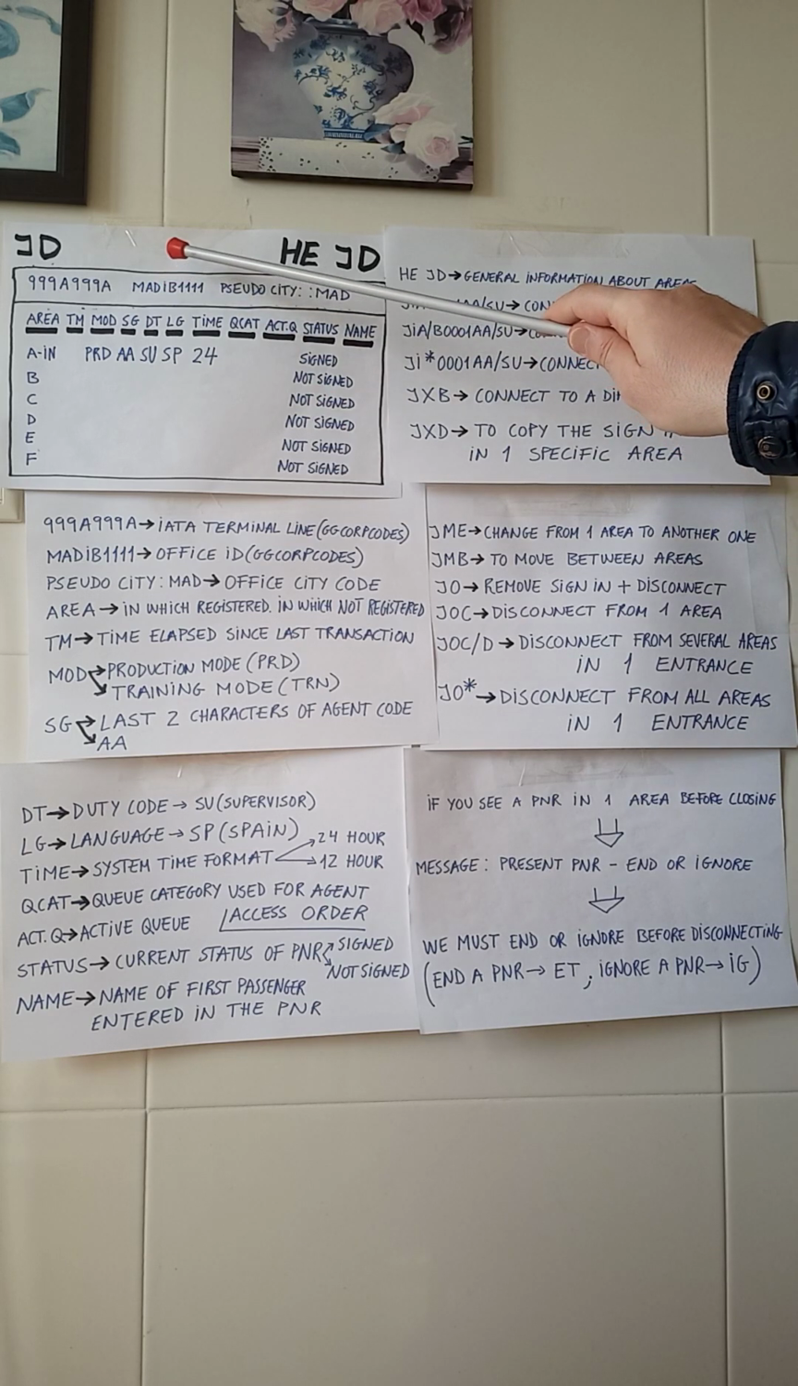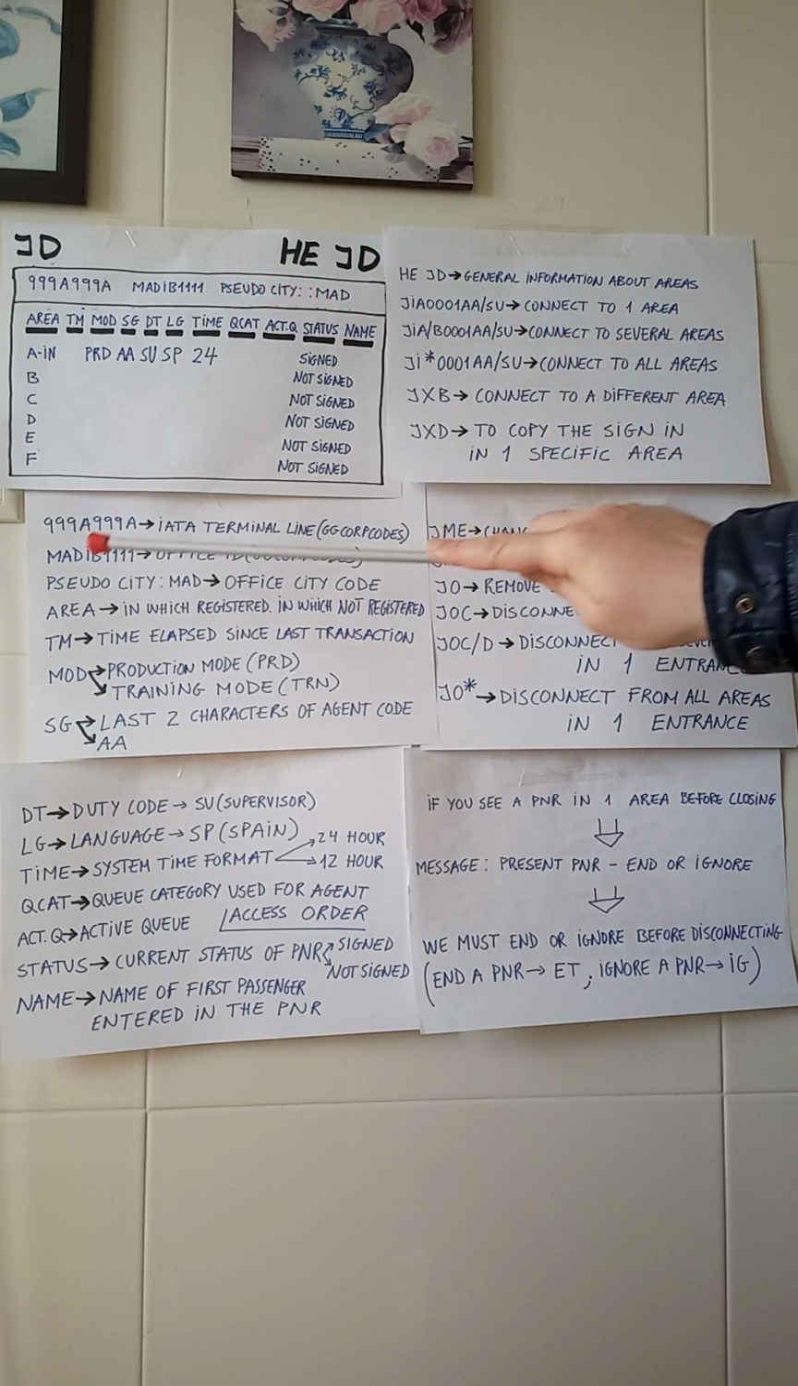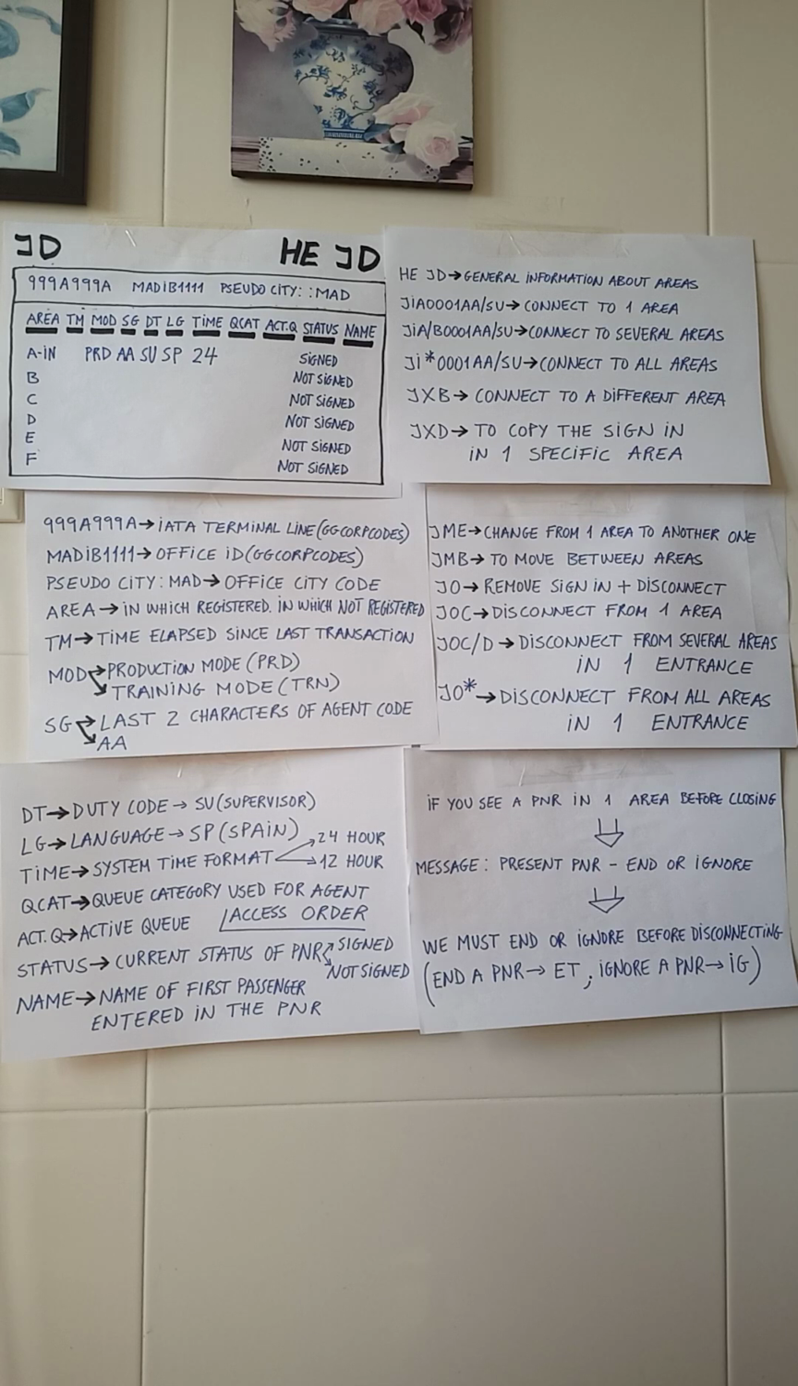I continue with this code here and here. MAVIB1111 is the Office ID, which can also be found by doing GG Corp codes. Pseudo city NAV, this and this, refers to the pseudonym of the city in which the office is located. Its name is Office City Code, and in this case it is MAD, which stands for Madrid.